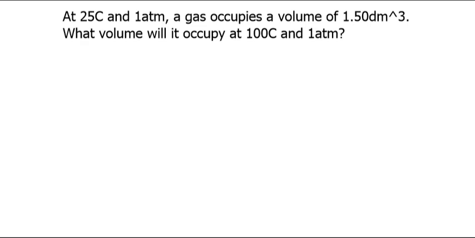25 degrees Celsius and 1 atm, that is atmospheric pressure. A gas occupies a volume of 1.50 dm³. What volume will it occupy at 100 degrees Celsius and 1 atm? Solution.